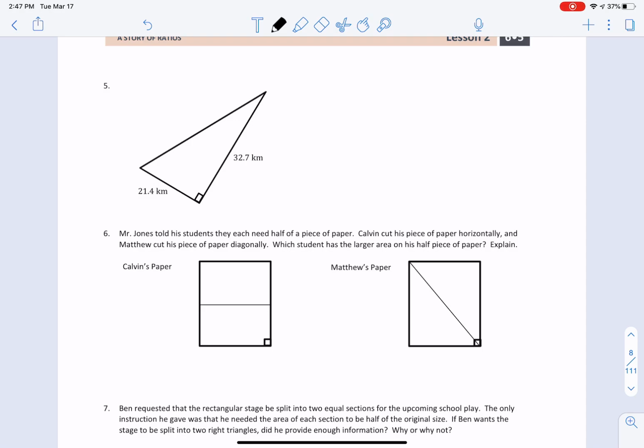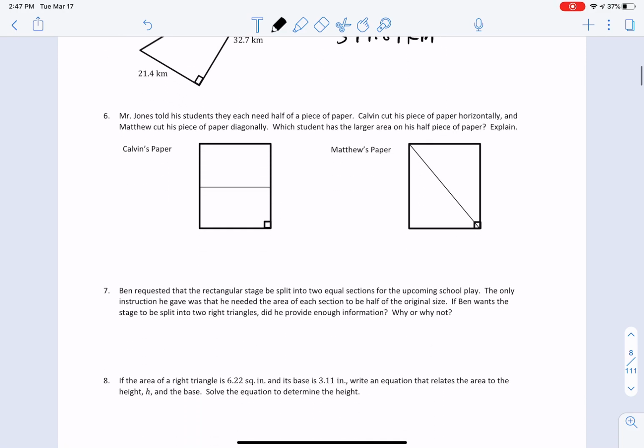Next problem, once again, we have one on its side, and we have decimals. That's not a big deal. Area equals base. The base is 32.7 kilometers. What if I call 21.4 the base? Doesn't matter because we're going to multiply, and the commutative property says that we can flip the order. So 32.7 times 21.4 divided by 2 using a calculator. 32.7 times 21.4 is 699.78. But then I'm going to go ahead and divide that by 2, and I get 349.89 kilometers squared.